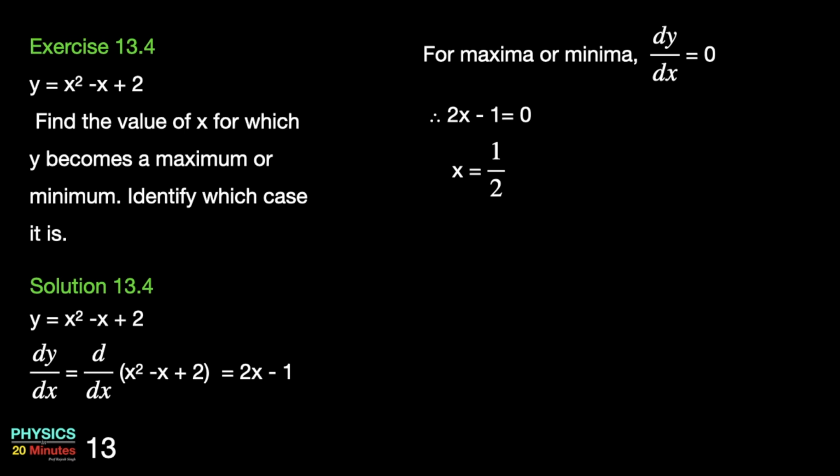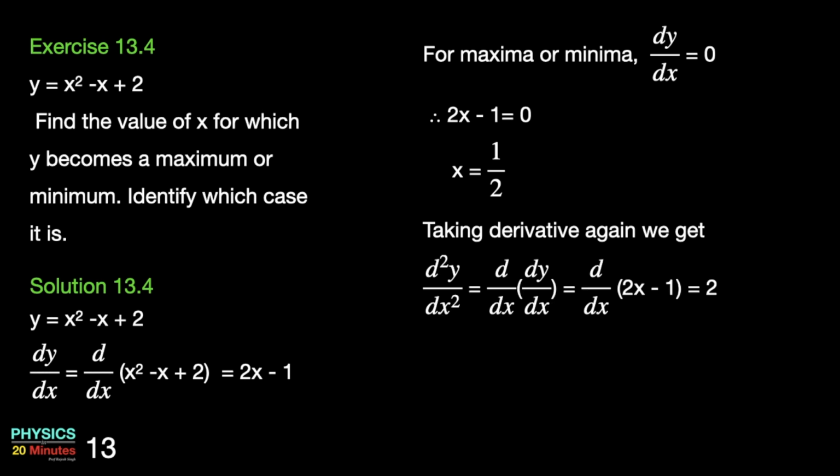Whether it's a maxima or minima, let's decide that. So we take another derivative of the function. So we get d2y by dx square, which is equal to d by dx of dy by dx, which is equal to d by dx of 2x minus 1, and this will give you 2. Since d2y by dx square is greater than 0, the point x is equal to 1 by 2 is a minima point.